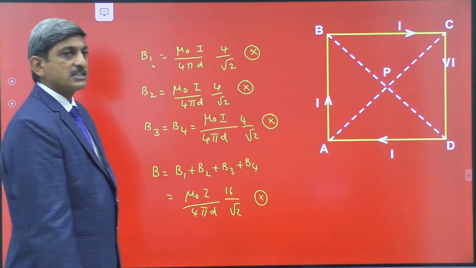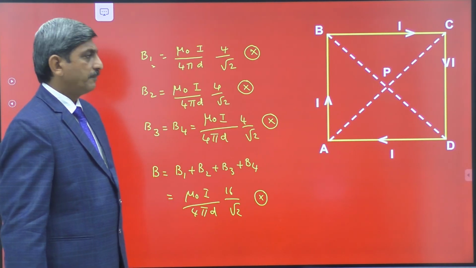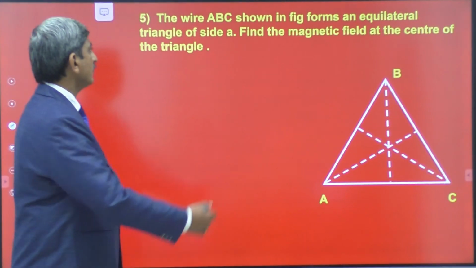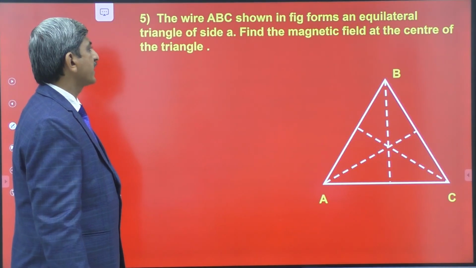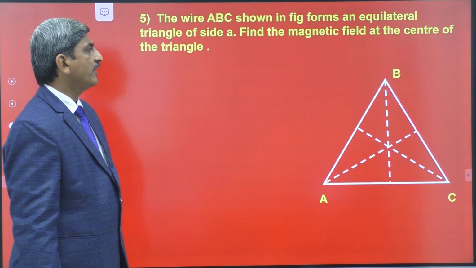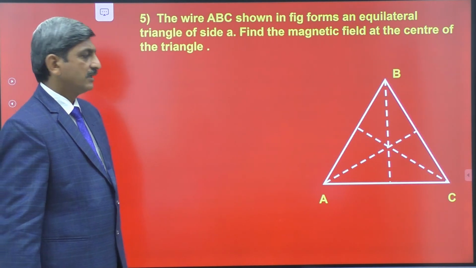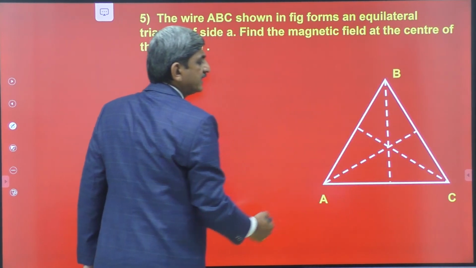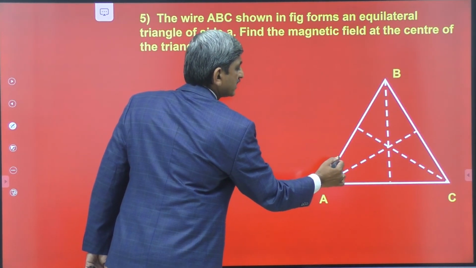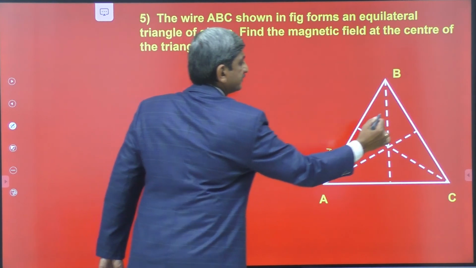To understand this concept, let us see one more problem based on the same concept. The wire ABC shown in the figure forms an equilateral triangle of side a. Find the magnetic field at the center of the triangle. Here, the wire is bent in the form of the ABC triangle. Let us assume that it is carrying a current I.